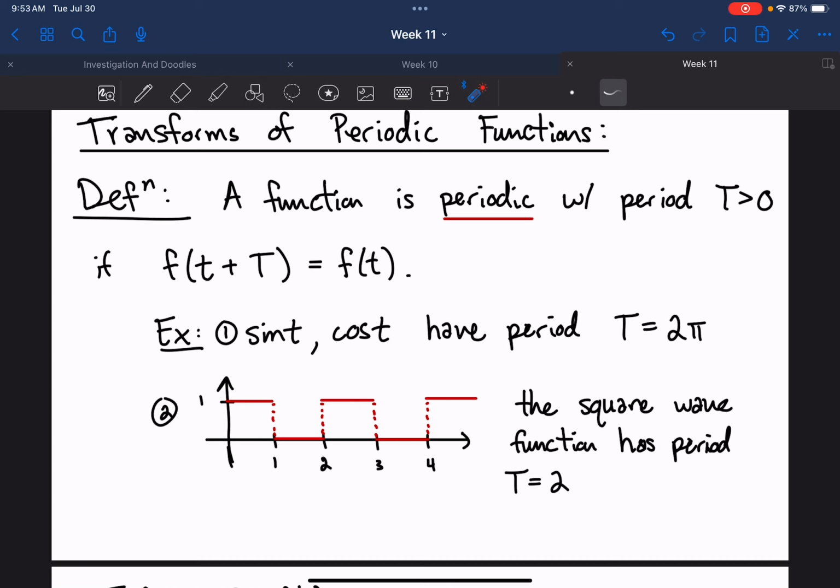Sine and cosine have a period of 2 pi, right? Because if you think about the sine and cosine functions, they go up, they come down, they come back up. I guess 2 pi would be like 6. That's one cycle of a sine or cosine, which means they have period 2 pi. So these are periodic functions. Periodic functions have this property that f of t plus some capital T is the same as f of little t, and this big T right here is called the period.